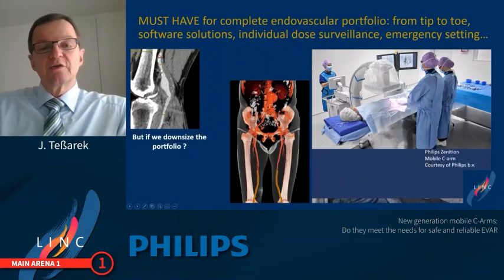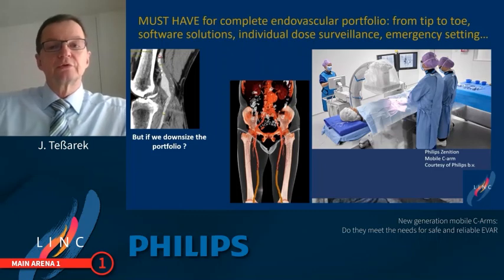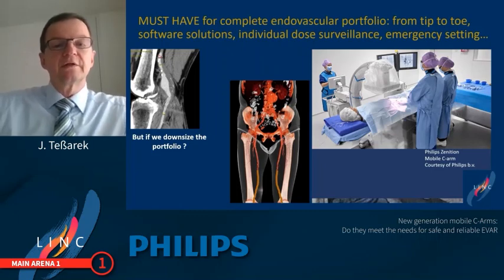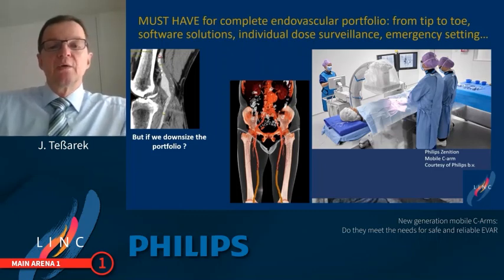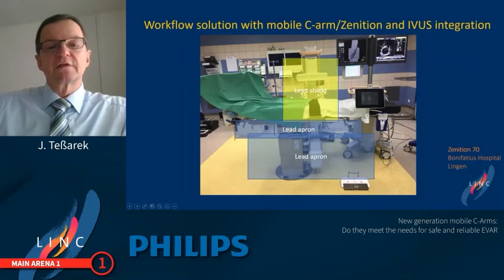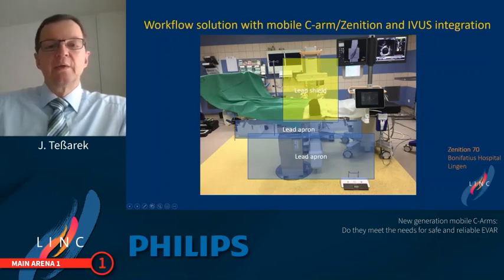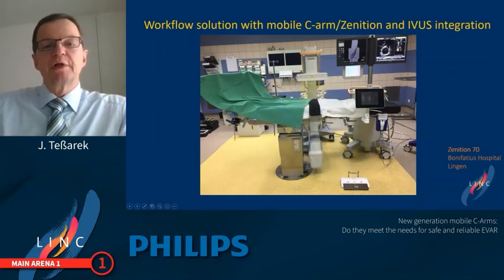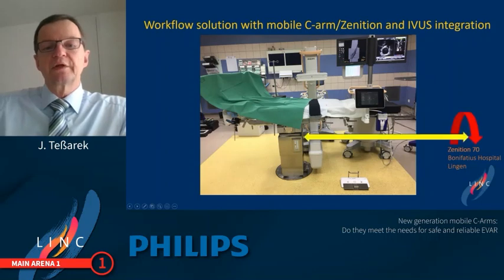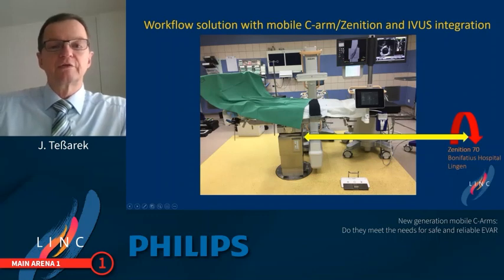The question is, if we downsize the portfolio to standard EVAR and to standard aorto-iliac procedures, wouldn't it be sufficient to have a mobile system like the Sillesen in this setting? Fortunately, we do have this setting as well. With all the protection shields in place, we have a mobile table that can be moved in both directions, but also rotated to optimize the patient position for carbon dioxide angiography.